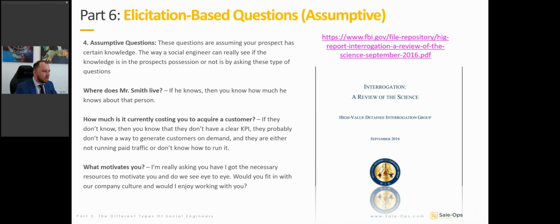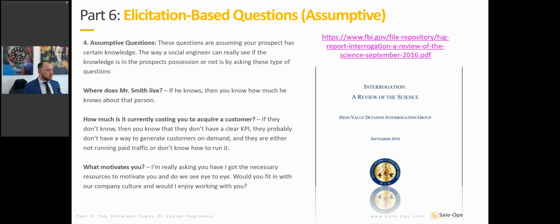Now, these questions assume that your prospect has certain knowledge. The way a social engineer can really see if someone is knowledgeable about a subject is to see if the prospect possesses the actual knowledge, to gauge what their expertise is in that particular subject.